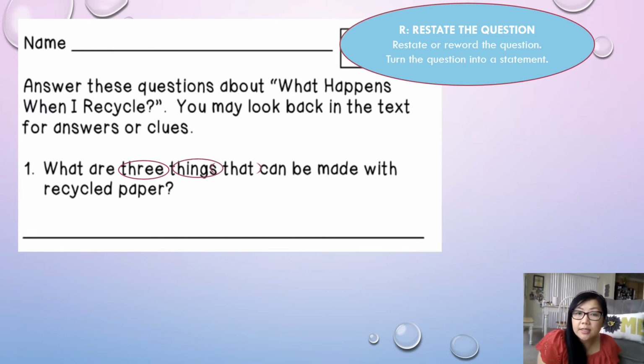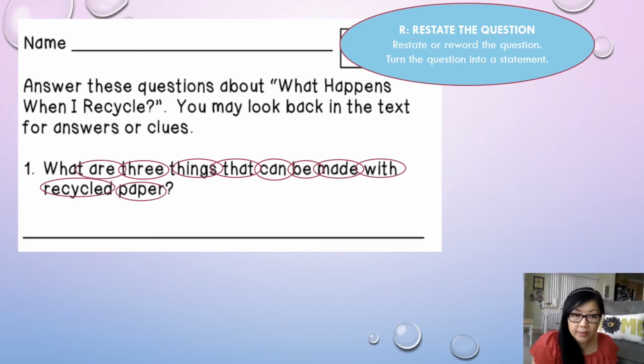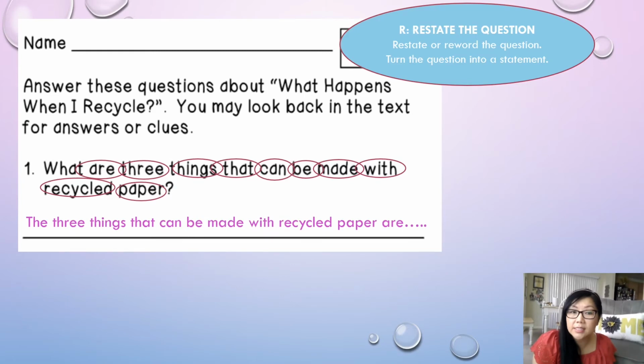Three things that can be made with recycled paper are... Okay, so note, if you notice, Miss Asana phone did not circle the words in the correct order or in the same order as the question, and sometimes you are required to do that because in order for the statement to make sense you have to move the words around, and also sometimes you might need to add a word or two to make the statement true or so that the statement makes sense.